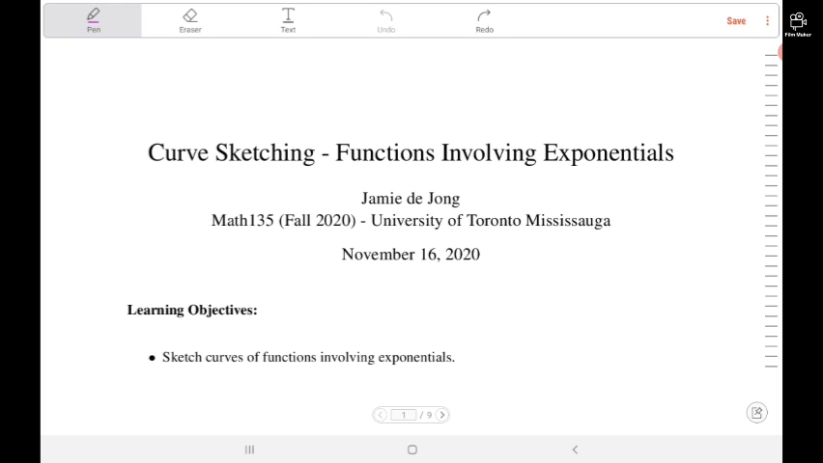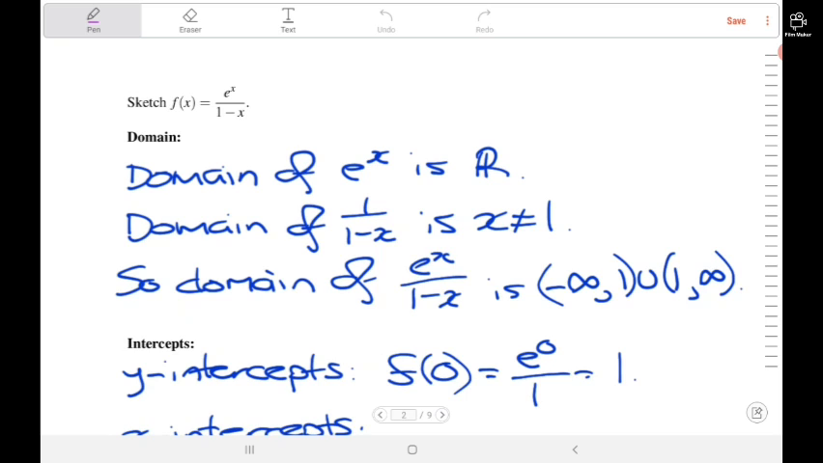The goal of this video is to be able to sketch curves of functions involving exponentials. So we're going to go through an example, and then at the end I'll leave you with a couple of exercises for practice. The function that we're going to be sketching is e to the power x divided by 1 minus x. You'll see I've already filled in the details.